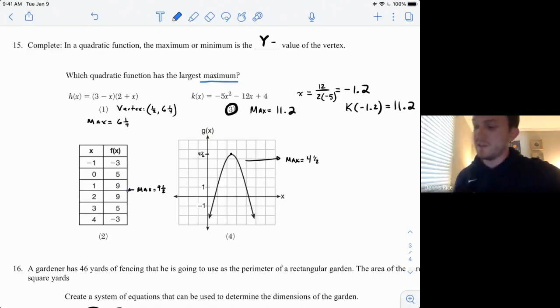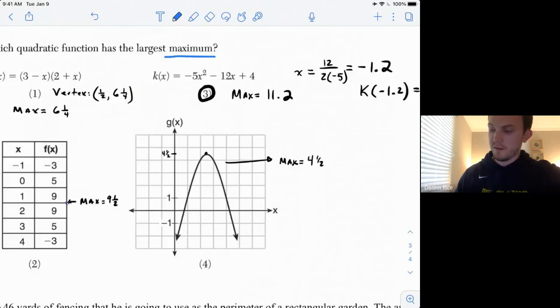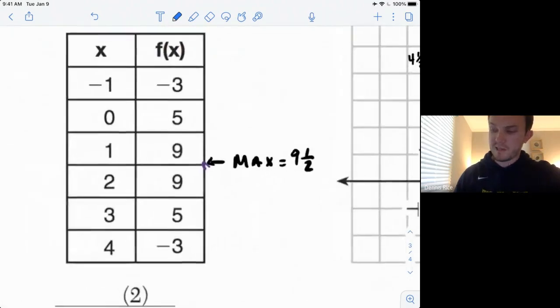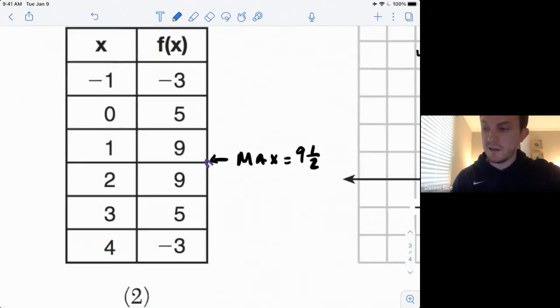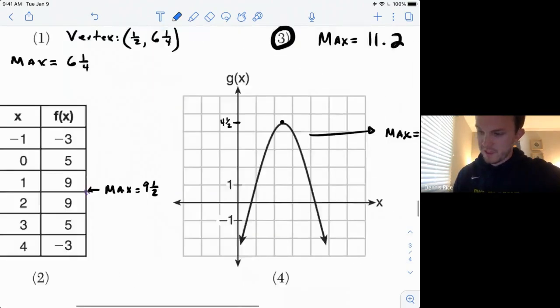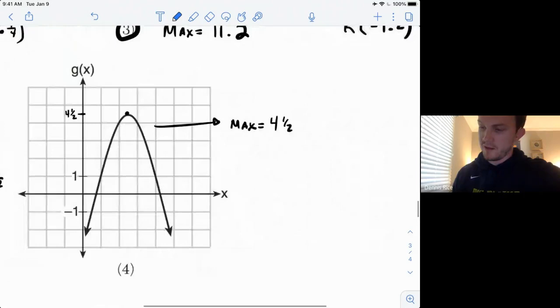So visually, the easiest one here is the graph, or even the table. Be careful that the maximum isn't 9 just because you see a 9. You know the maximum is going to be slightly larger than that. I said 9.5, but it could be like 9.25 or something, because remember, it's going to be in between the symmetry. So the vertex is at like 1.5, let's say, so slightly over 9, a little peak above 9. The maximum here visually is 4.5.